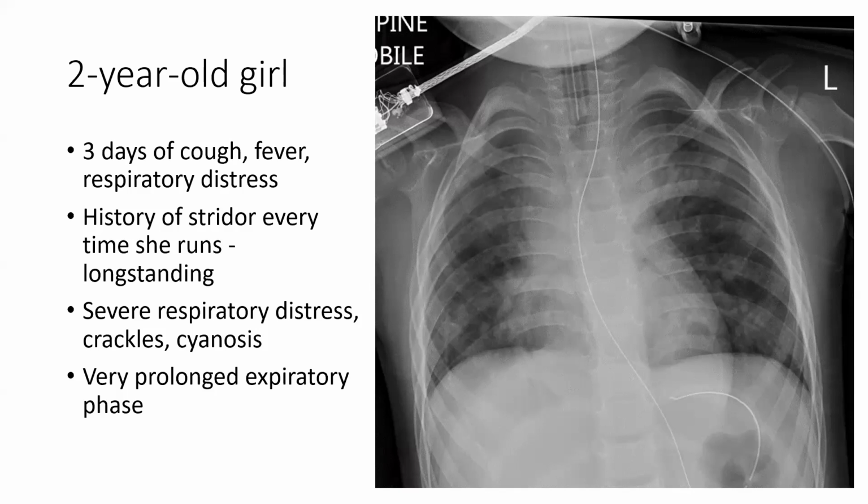She presented with just 3 days of cough, fever, and respiratory distress. She presented just last week with severe respiratory distress and lots of crackles in her chest, and was very cyanosed. And she too had a very prolonged expiratory phase. What do you see on this X-ray that's different to the other ones?